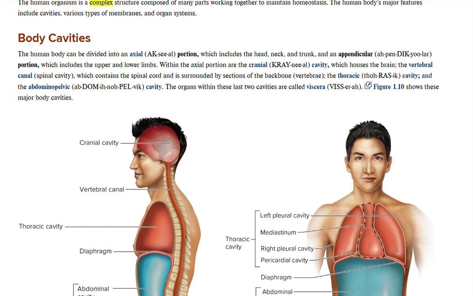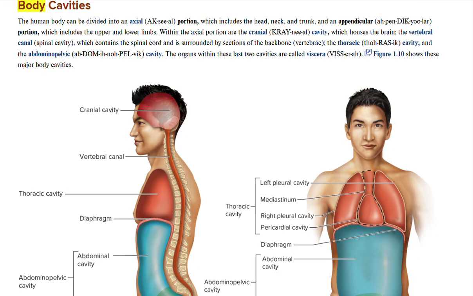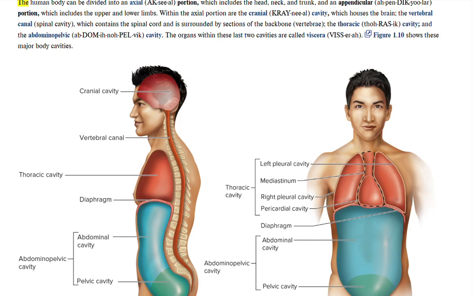The human organism is a complex structure composed of many parts working together to maintain homeostasis. The human body's major features include cavities, various types of membranes, and organ systems. Body cavities. The human body can be divided into an axial portion, which includes the head, neck, and trunk, and an appendicular portion, which includes the upper and lower limbs.